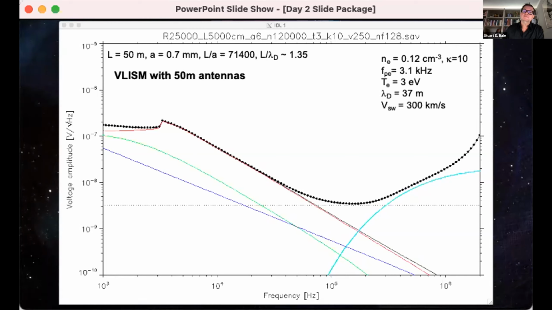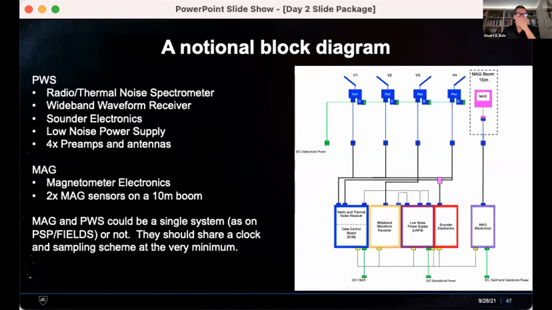By the way, off on the right-hand side, you see that blue curve. That's the galactic synchrotron spectrum. And so another thing that would come for free here is some pioneering low frequency radio astronomy measurements. In addition to the radio signatures that are associated with the outer boundaries, we would have good sensitivity out to infinity. Okay, the next slide is a kind of notional block diagram.